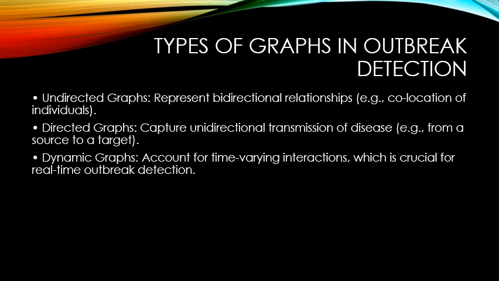Types of graphs in outbreak detection. There are three types of graphs: undirected graphs, directed graphs, and dynamic graphs. Undirected graphs represent bidirectional relationships. Example: co-locations of individuals. Directed graphs capture unidirectional transmission of disease. Example: from a source to a target. Dynamic graphs account for time-varying interactions, which is crucial for real-time outbreak detection.